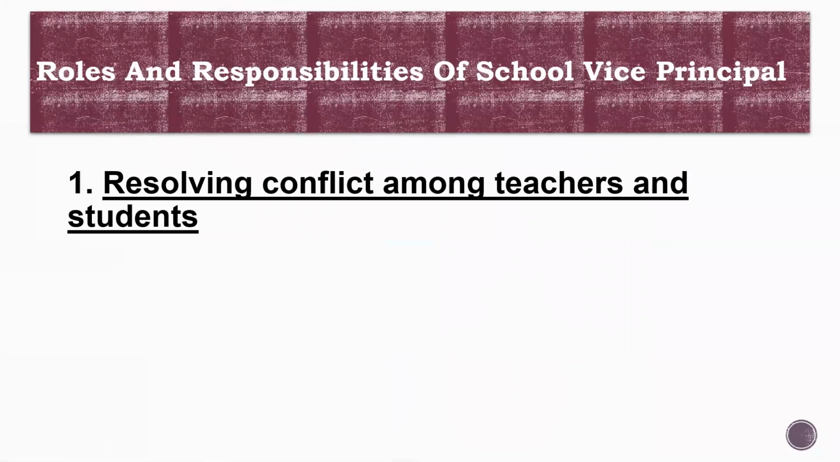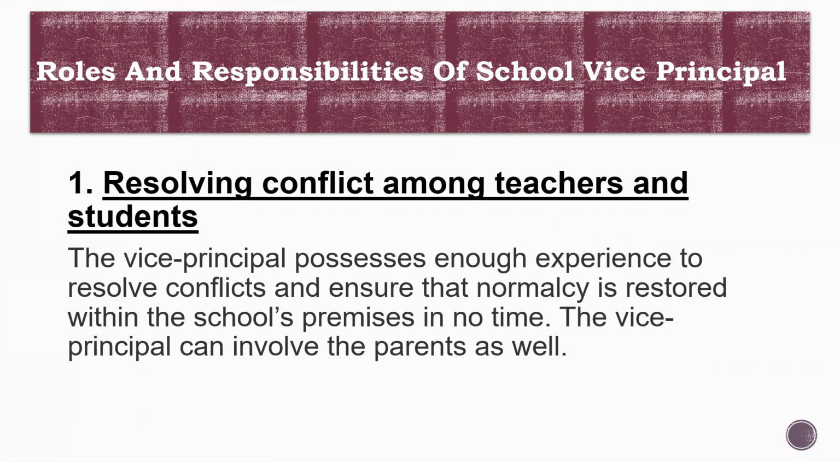The first point is resolving conflict among teachers and students. Rarely does the principal get involved when a teacher reports misbehavior on part of any student or if the student has any feedback regarding the teacher. The vice principal possesses enough experience to resolve such conflicts and ensure that normalcy is restored within the school premises in no time. The vice principal can involve the parents as well. When the need arises, he or she has the power to call and supervise a meeting.